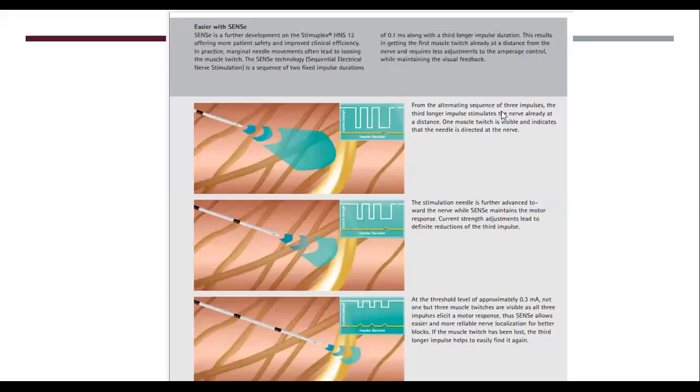From the alternating sequence of 3 impulses, the third longer impulse stimulates the nerve already at a distance. One muscle twitch is visible and indicates that the needle is directed to the nerve. The stimulation needle is further advanced towards the nerve, and SENSE maintains a motor response. Current strength adjustments lead to definite reductions of the third impulse. At the threshold level of approximately 0.3 milliampere, not 1 but 3 muscle twitches are visible as all 3 impulses elicit a motor response. Thus, SENSE allows easier and more reliable nerve localization for better blocks. If the muscle twitch has been lost, the third longer impulse helps to easily find it again.